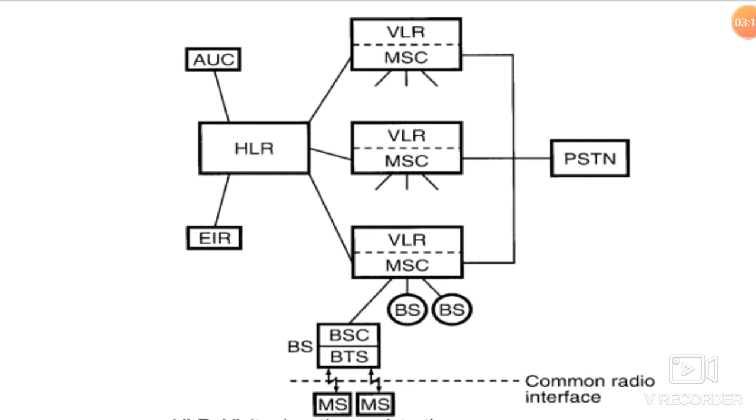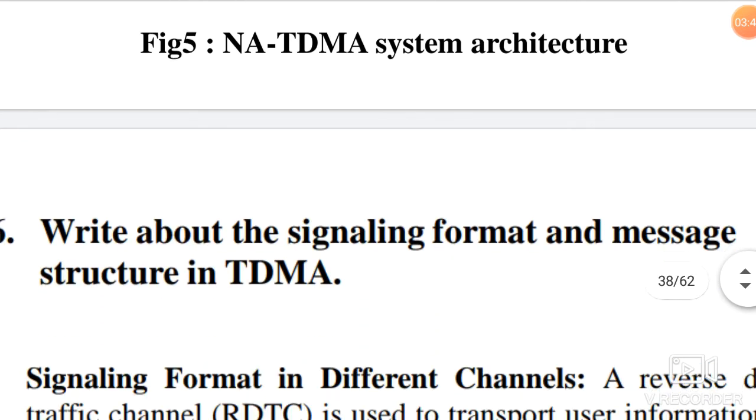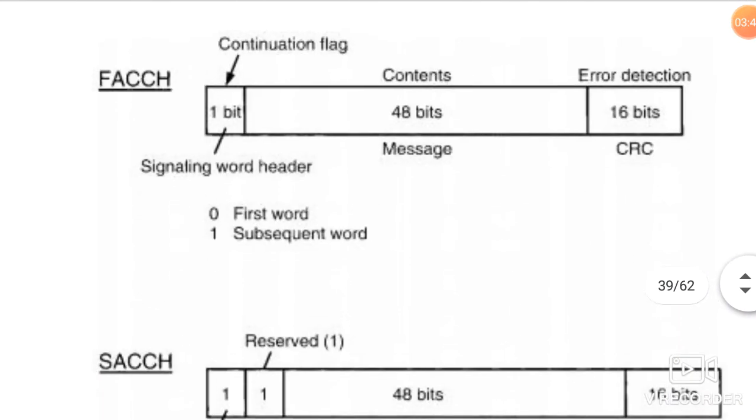Two control channels are used. The FACCH is a blank and burst channel. The SACCH is a continuous channel and interleaving is on the SACCH. That means FACCH is a blank and burst channel and SACCH is a continuous, interleaved one. And the signaling formats will be as you can see here.